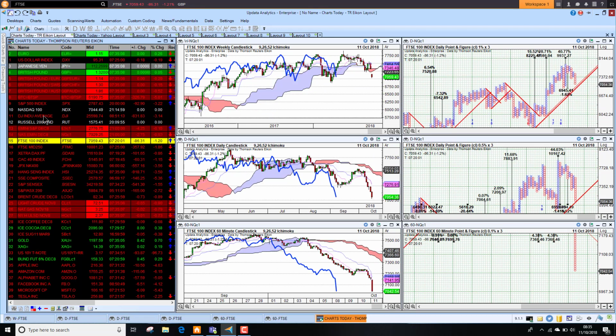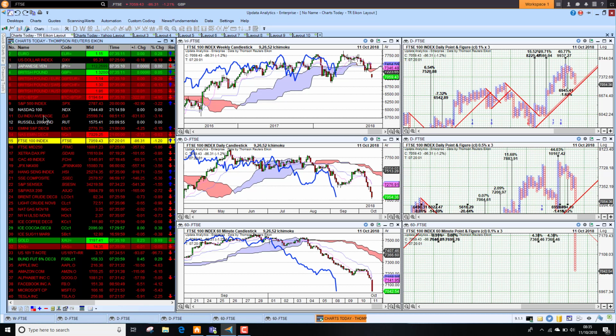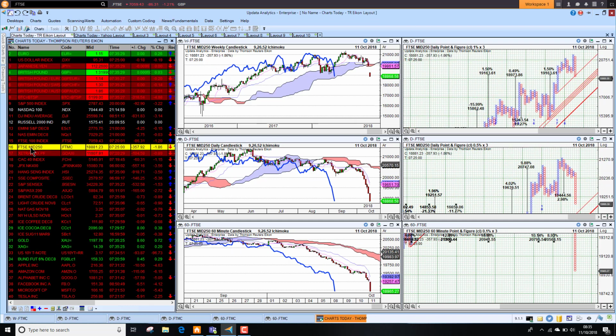The FTSE 100 has been seesawing a little bit this morning, was down nearly 2% at the open, but actually has recovered, now down 1.2%, but looking very bearish for the FTSE, and the long-term chart now heading into bearish territory. So European markets generally not looking as good as the US, and of course the US falling away is now making that fall further.